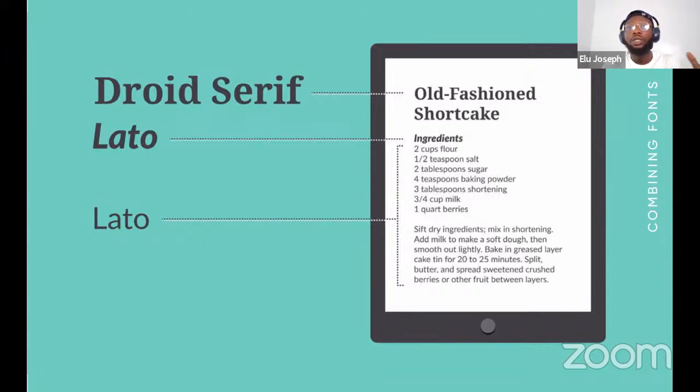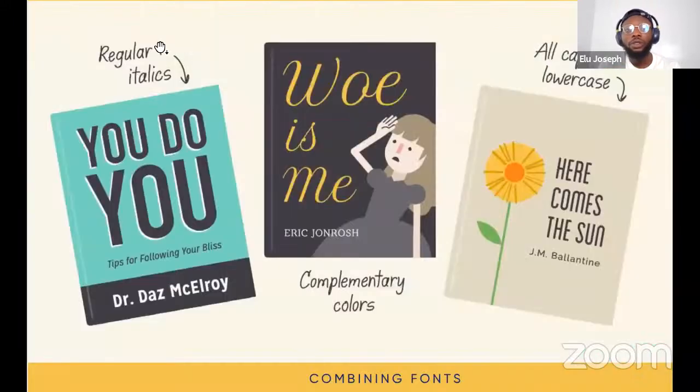So if you're having issues thinking, oh, which fonts will go together, I told you a lot of fonts have multiple weights: regular, semi-bold, medium, bold, heavy, black, name it. So you could use a regular font and then an italicized font, which is the example you see here. Also, you use a short and a long font. You can also use complementary colors. You can also use all caps and lower cases when combining fonts.